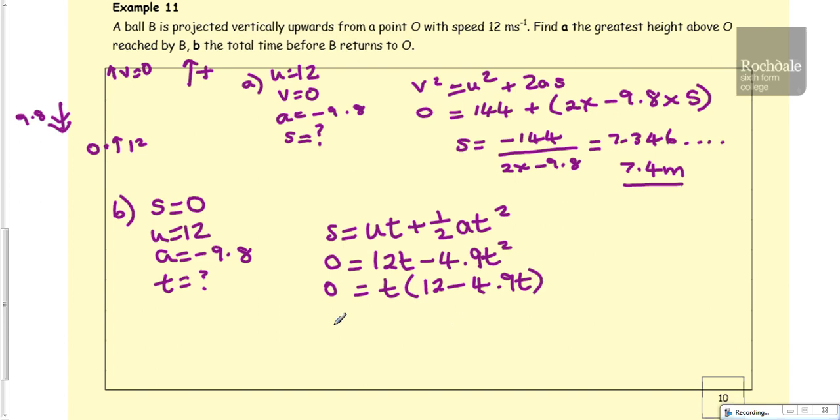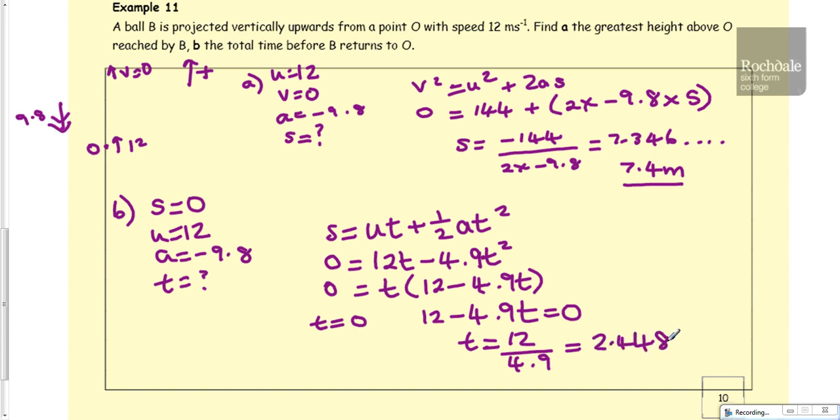Okay, so 2 solutions here. You've either got t is 0, which is obvious, the displacement was 0 at the starting point, or 12 minus 4.9t equals 0. Rearranging that, we get t equals 12 divided by 4.9. And if you work that out, it comes out to be 2.448. Again, it's a long decimal. And so if we round it to 2SF, it will be 2.4 seconds.